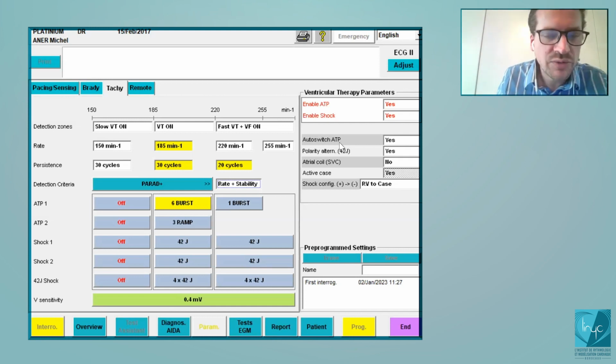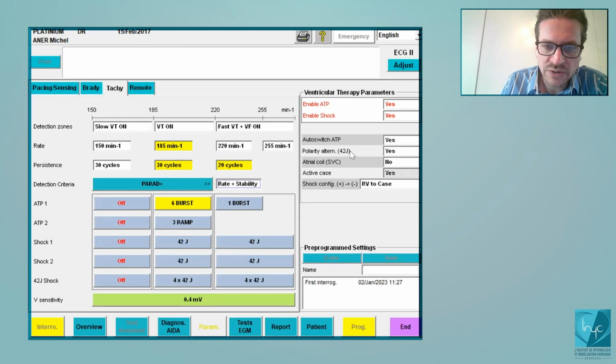This means that if you have a VT which has been treated by a burst and didn't work, and then after a couple of times a ramp was delivered, which was successful, then the next time it will start with the ramp. So this is what it means. Auto switch ATP just means that it will switch the sequence of ATPs when one has been more successful than the other. I know there's a couple of companies doing that, for example, Biotronik.